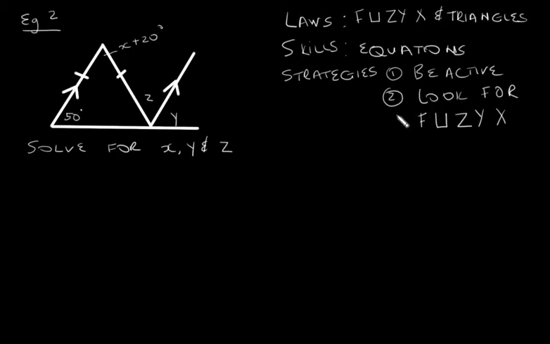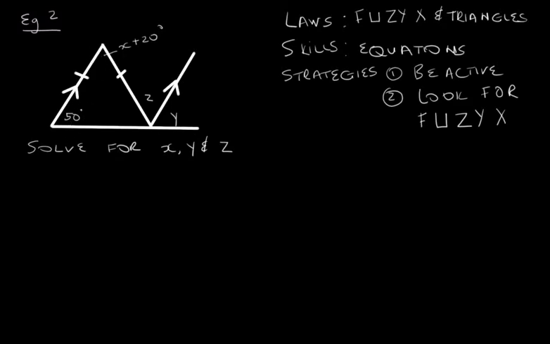And the second one is we always look for our fuzzy x. We also look for triangles in this case. So how are we going to solve for x? You can see that this is an isosceles triangle.